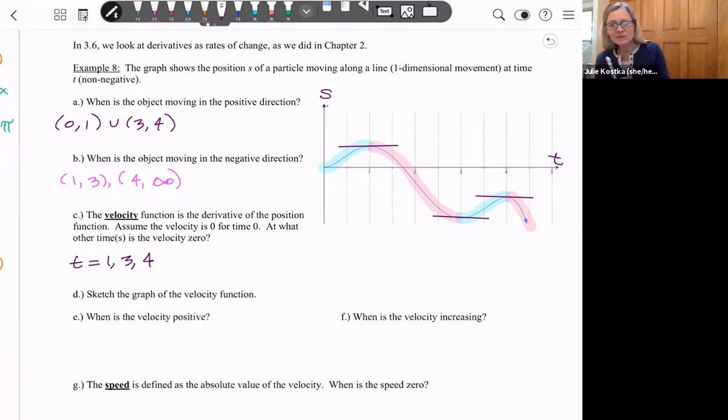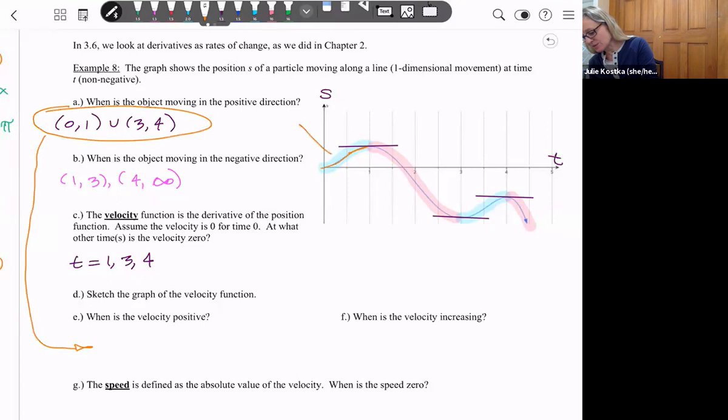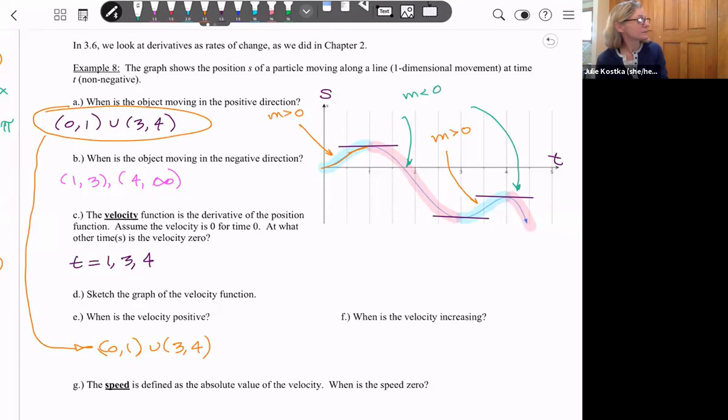Then I'm going to skip D for just a second. When is the velocity positive? Velocity is positive in the same place that the object is moving in the positive direction, right? So that would be right through here. All of these slopes are positive. So I have 0 to 1, and 3 to 4. And then in here, the slopes are negative.